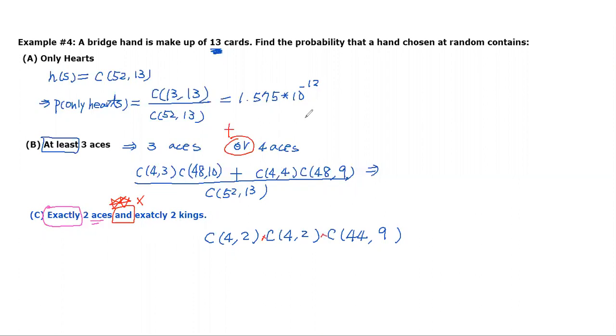The sample space here is C(52,13), and I will leave it to you to use your calculator to compute the exact probability. That is what we're going to cover in section 8.3: how to use permutations, combinations, and the counting principle to find probabilities. Instead of listing all the elements in the sample space or the events, we can just use the counting principle.